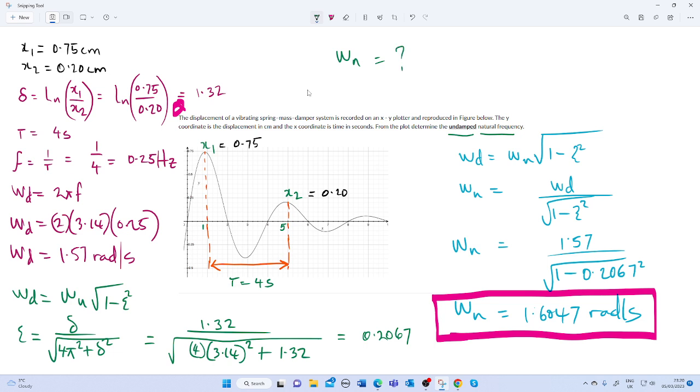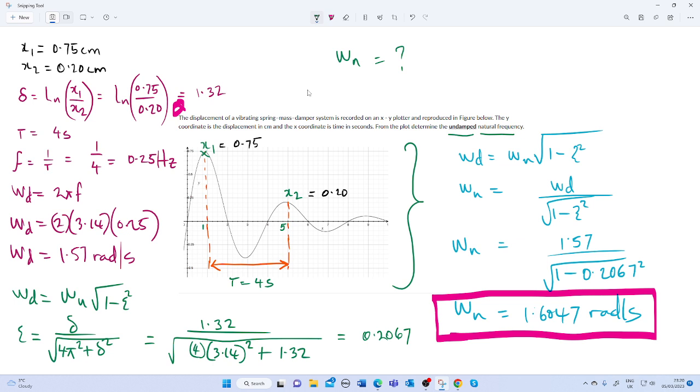Now, we're told that the response of a mass spring damper system gives us this particular sinusoidal plot. Looking at this plot, we have the first peak, which is x1 here, which is 0.75 centimeter. And we have the second peak, which is x2, which is 0.20 centimeter.